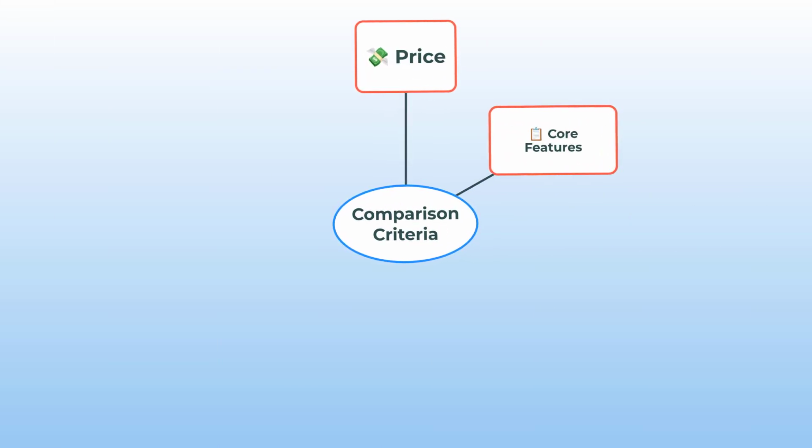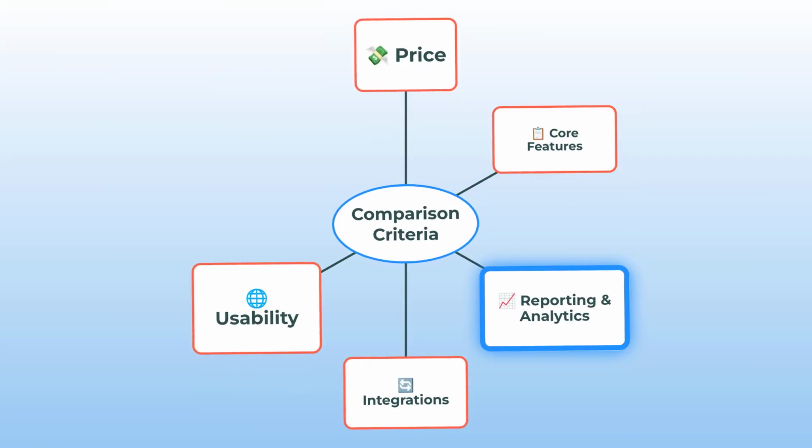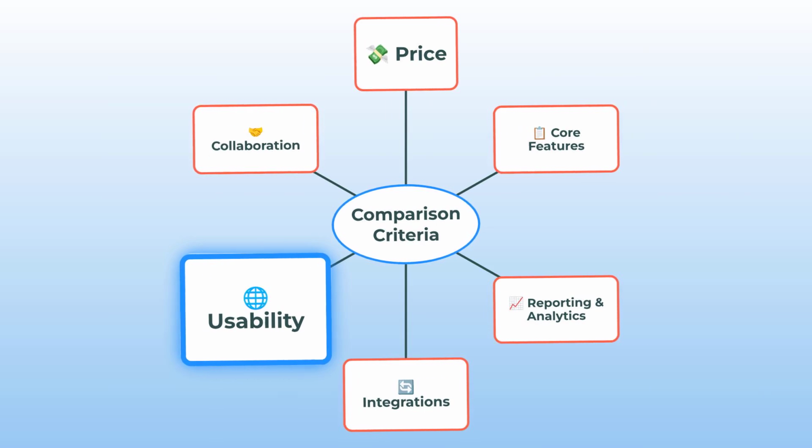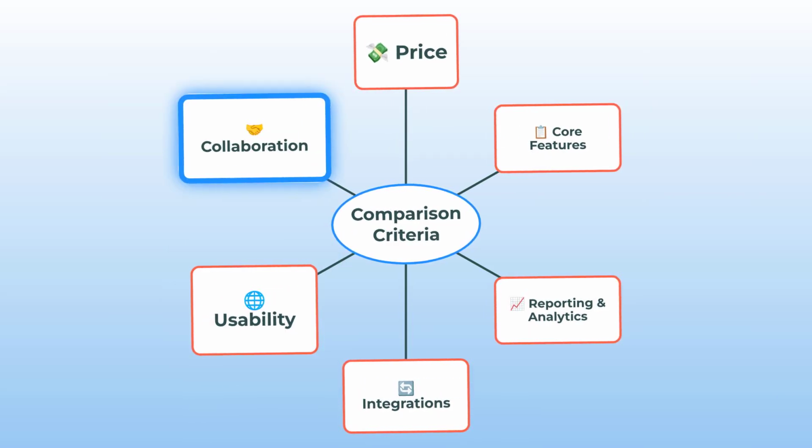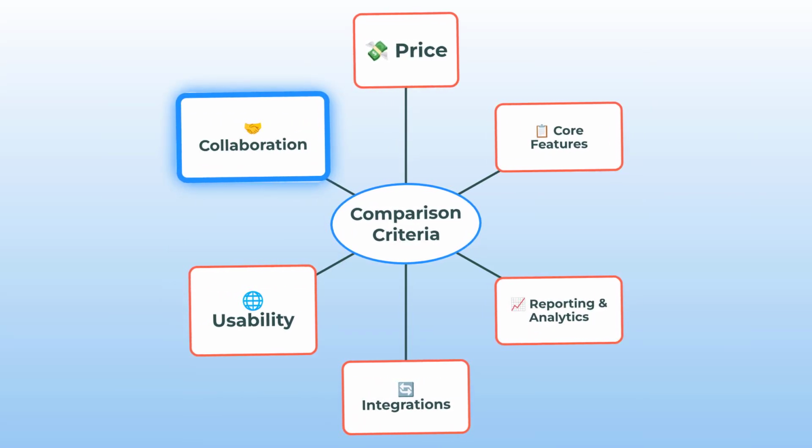Let's get into it. So here's our little roadmap for the battle. We'll hit price, core features, reporting and analytics, integrations, usability, and of course, how good they each are for collaboration. If there's any hidden gem, trust me, I'll share.